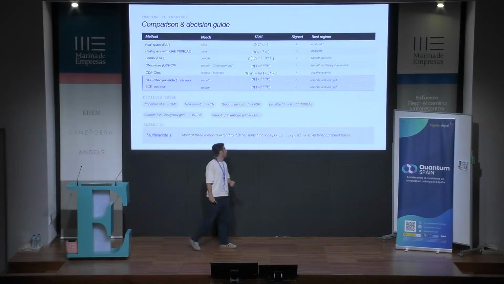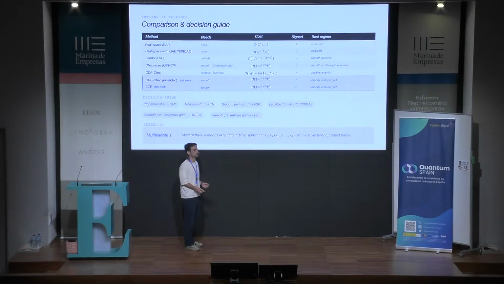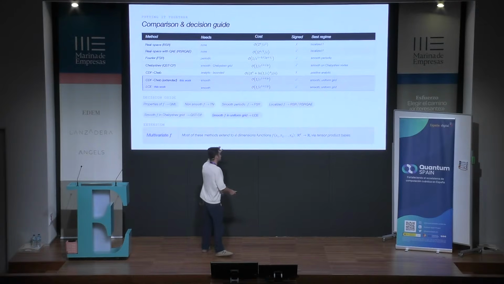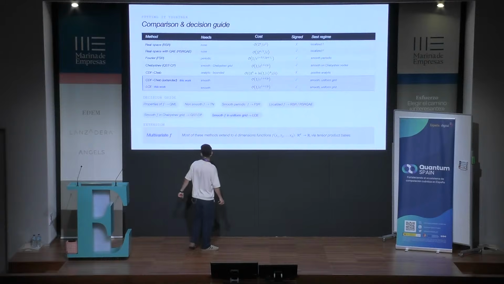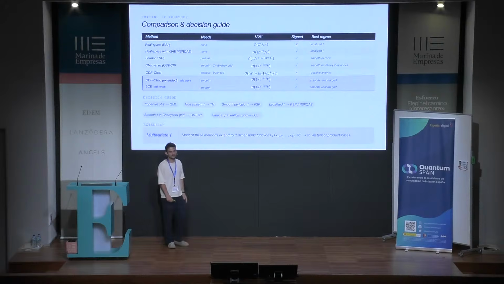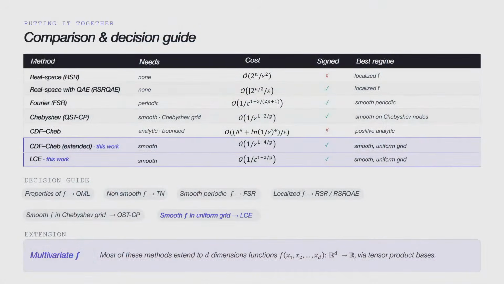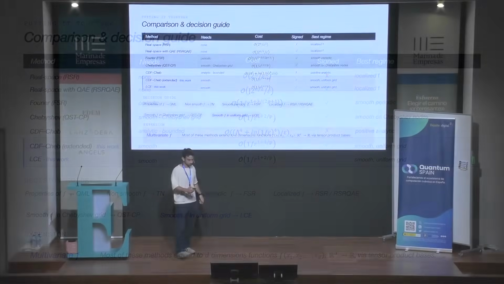And finally, if f is smooth and on the uniform grid, which is the usual case, we can go for this Legendre coefficient method. And I say that this is the usual case because this is useful for PDEs, and PDEs usually have these smoothness properties. So this is the method. Finally, just to say that all these methods can be extended to multivariate functions, and it's usual to see all the methods explained like this. We can also improve or extend our contribution to this regime.